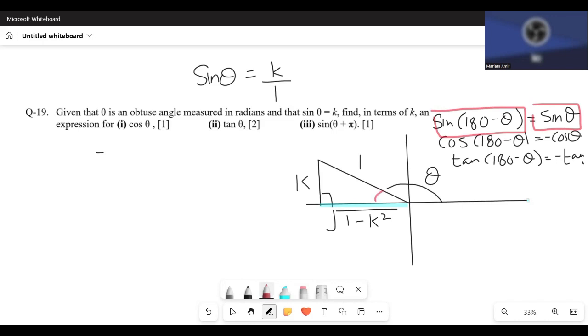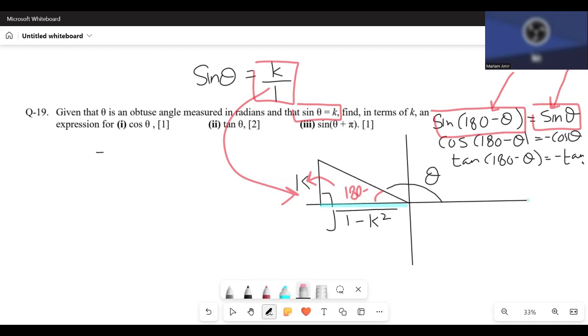So this would be 180 minus theta. That is why sine of this is also k upon 1. That is why I use these same values on this triangle as well. So the opposite is k, the hypotenuse is 1, because sine theta of an obtuse angle and sine theta of an acute angle give us the same value.